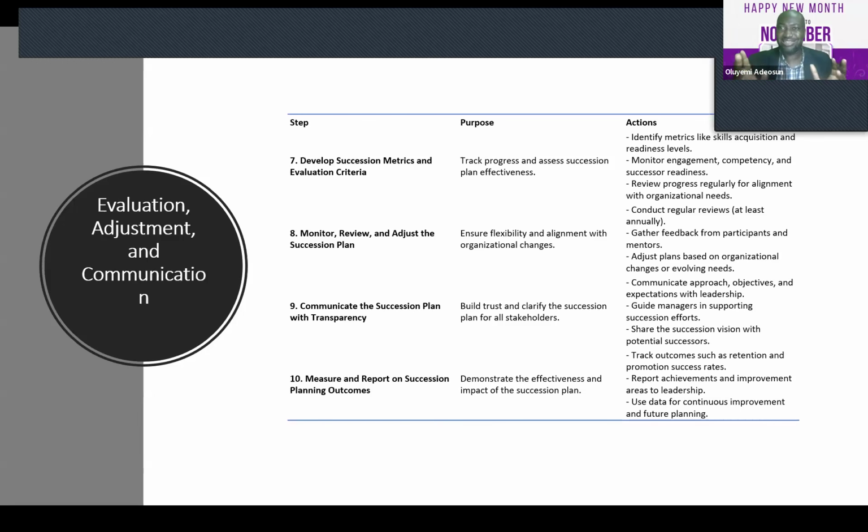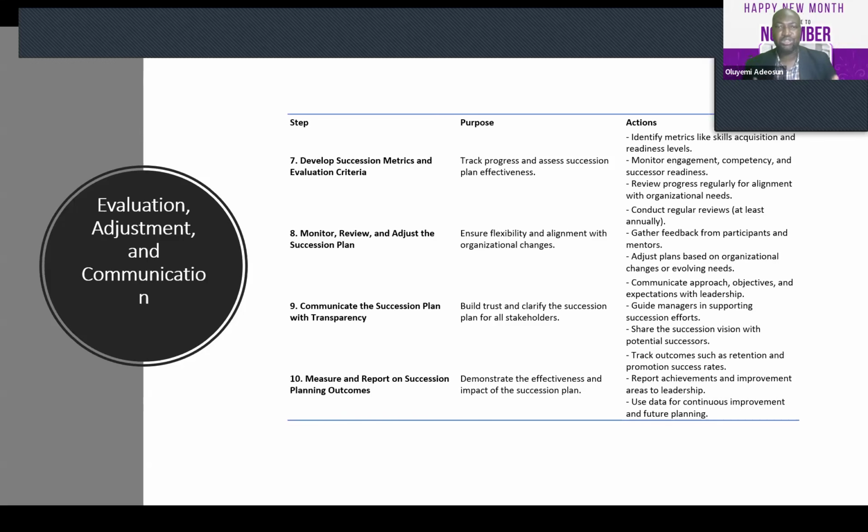So it's not a static plan. It's not, oh, I've done the plan in 2023, and so it must be like that in 2027. So every year or biannually, you review, you adjust. You need to ensure flexibility and alignment with organizational changes. Don't forget that there may be a pronouncement from the federal government of your country that will change some things, a ban on import of some things, and so on and so forth. These things can change. So you gather feedback from participants, you gather feedback from mentors, you adjust plans based on organizational needs and evolving trends.